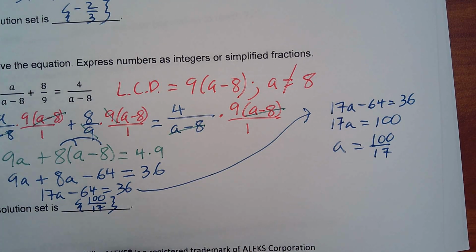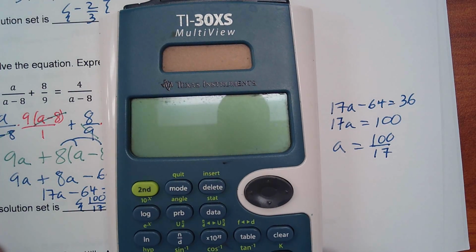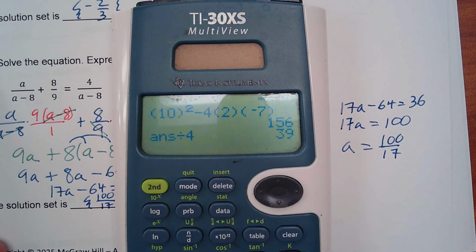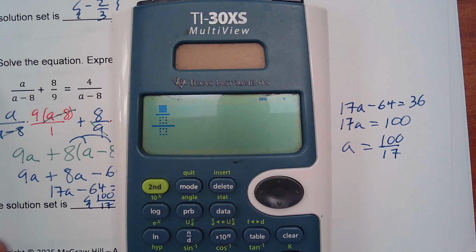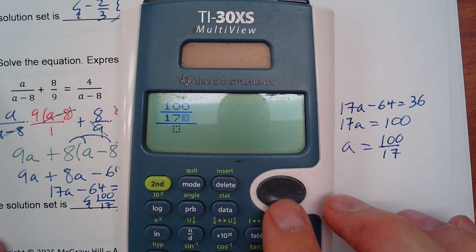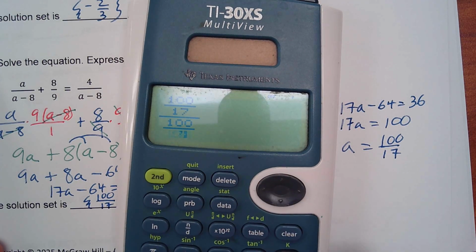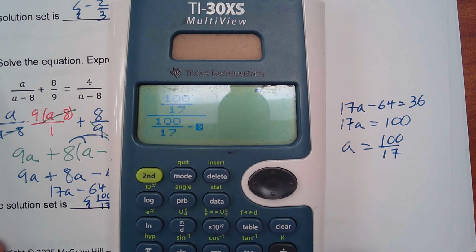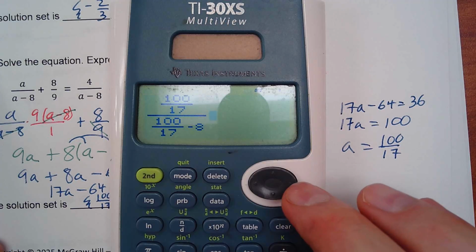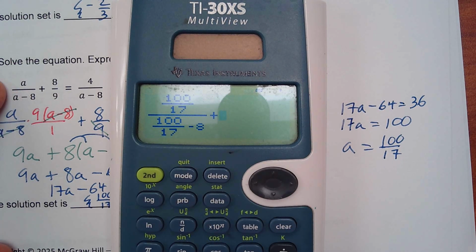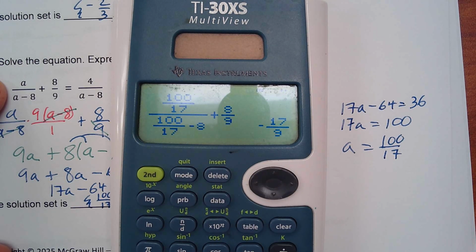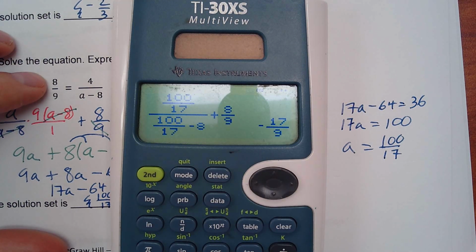Now remember the way we would check that. If I wanted to check that answer, I would need to plug it back into my original equation. I first do the left side. So I would put that 100 over 17 on the top. 100 over 17 minus 8. Hit my right arrow key to get out, plus 8 over 9. So I get a negative 17 over 9 on the left side. Let's do the right side.